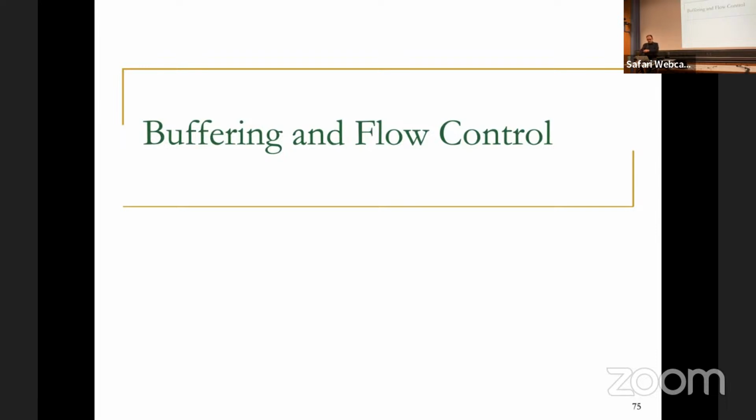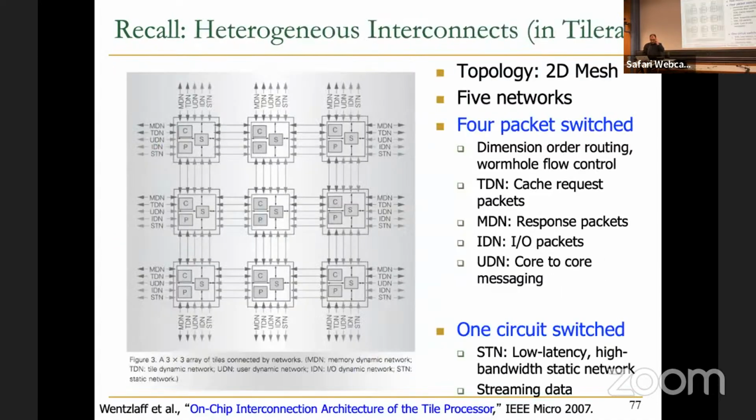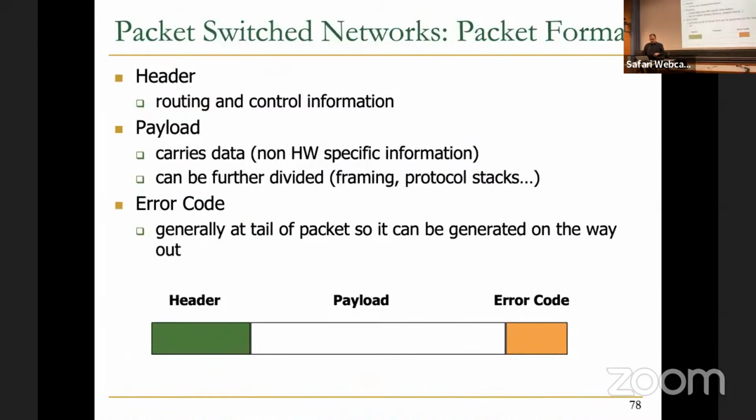Okay, so let's also quickly discuss buffering and flow control in network on chip. We already discussed a little bit circuit switching and packet switching. These two have pros and cons, and that's why people have tried to use both at the same time in a heterogeneous design, because each of them is better for some specific traffic patterns, and this is an example that we discussed.